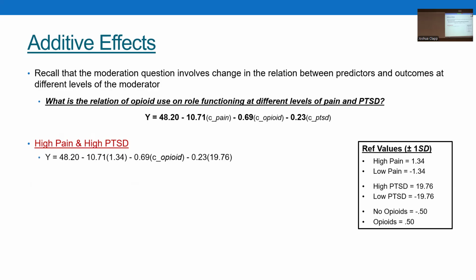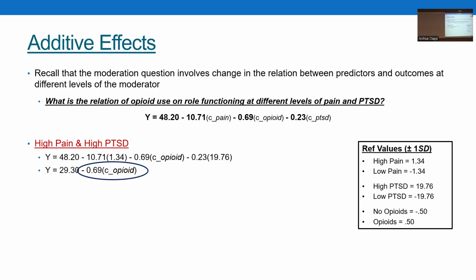Okay. So what I want to do is look at the relation between opiate use and functioning at high pain and high PTSD. So people who have high levels of pain, high levels of PTSD. From my data, high pain corresponds to a value of 1.34 and high PTSD to 19.76. So let's just plug those into my model and see what happens. I plug in my value of pain and my value of PTSD, run this out, and I get a predicted value of 29.3 minus 0.69 for opiate use, for individuals at high levels of pain and high levels of PTSD.